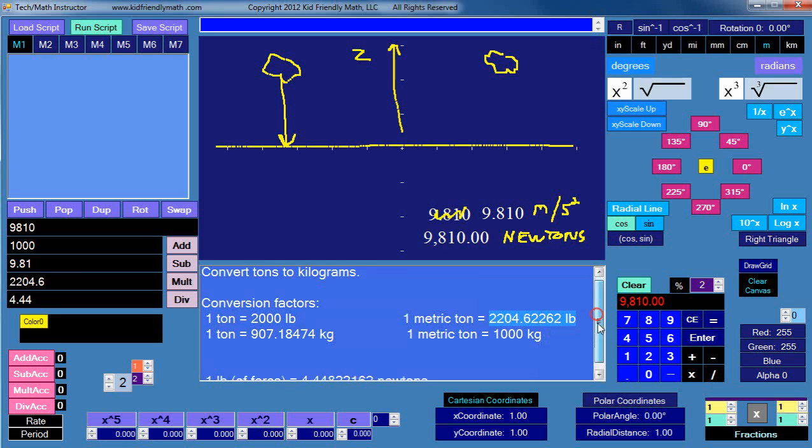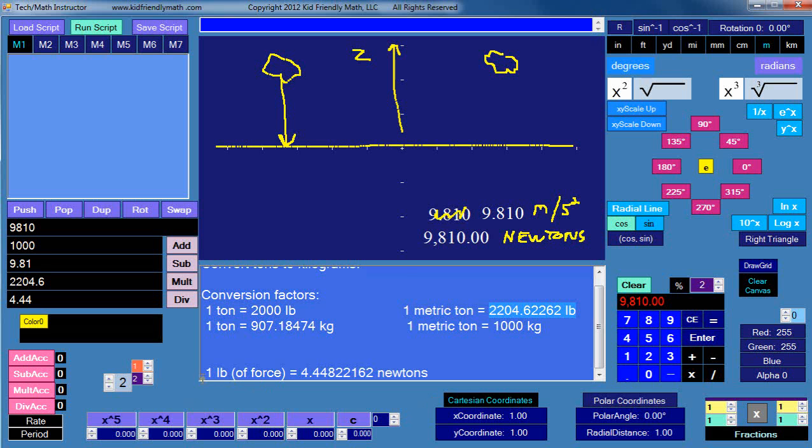So here's another conversion factor. 1 pound of force is equal to 4.44822 newtons. That's the conversion factor we need to get from newtons into pounds. So if we have 9,810, it looks like we have to divide by 4.448222162.